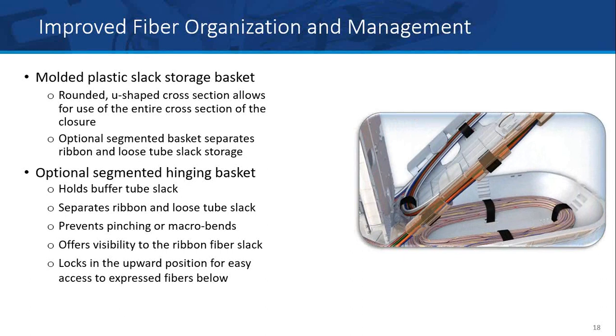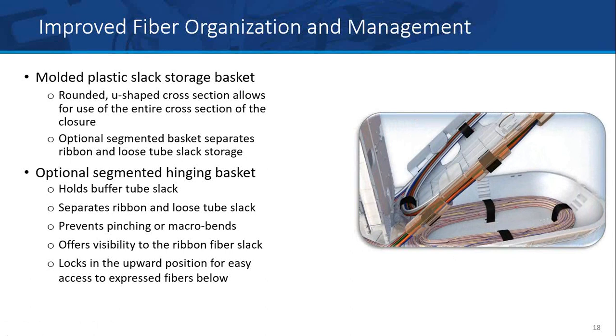We've seen closures out there that have a box style, maybe utilizing sheet metal, where the box is very squared off, so you have a lot of empty space on the sides of the slack basket. Here we have a molded slack basket that fully takes advantage of all the cross sections, so it's really large and it allows you to pack a lot more slack into it.